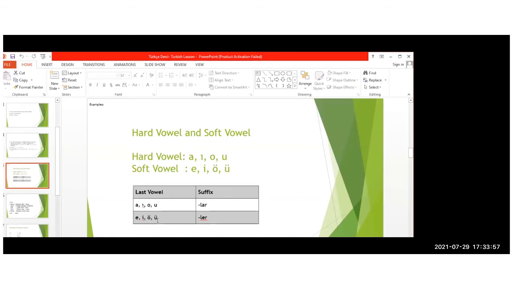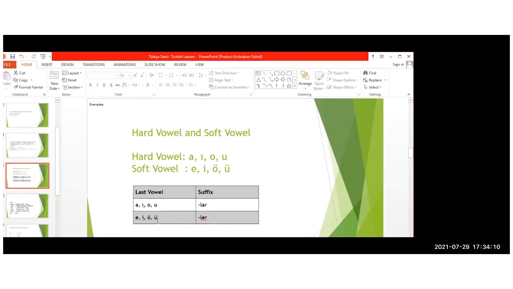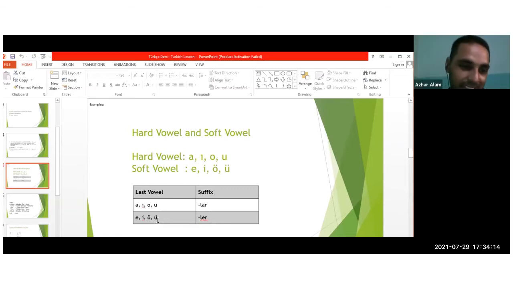In Turkish, in 99.9% cases, we do not use prefix. Turkish language only uses suffix. When you add a suffix to any word, the meaning changes. I will show you in a later class.